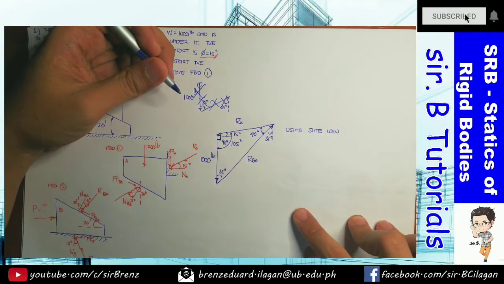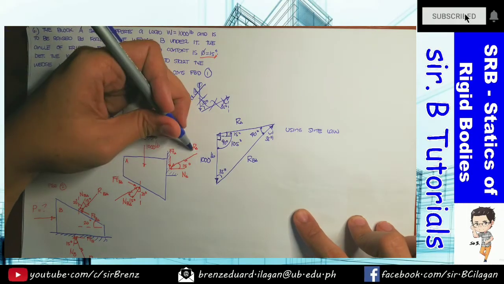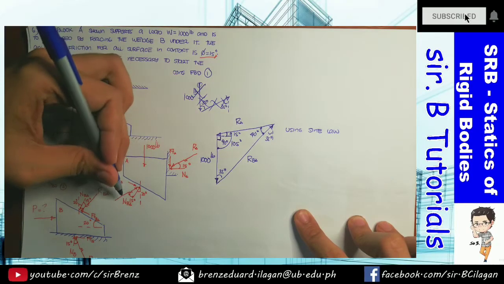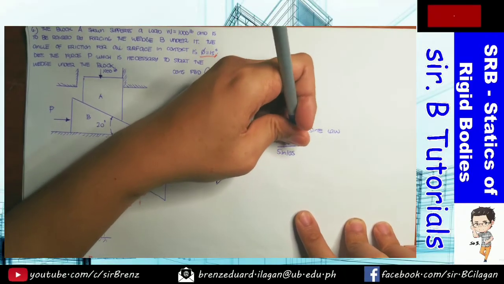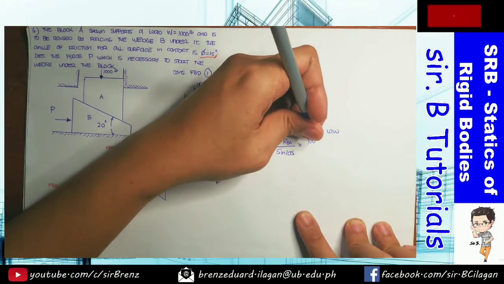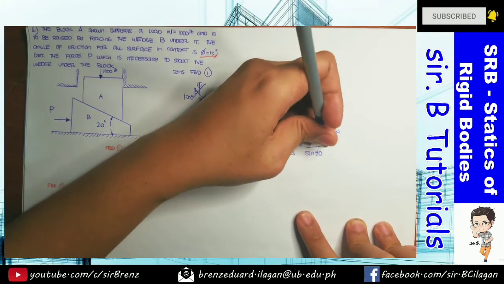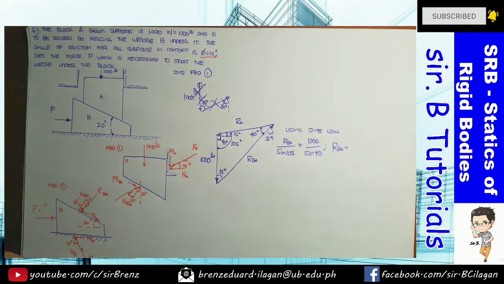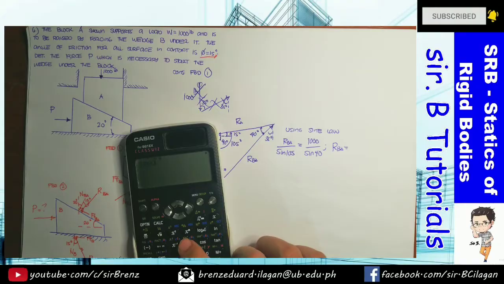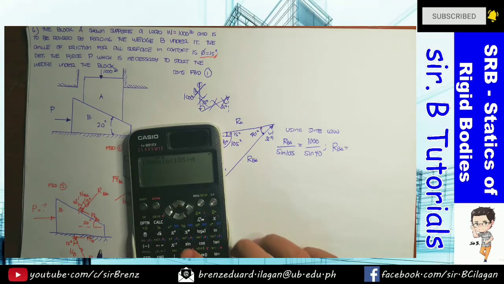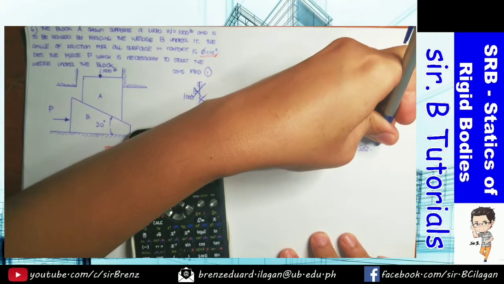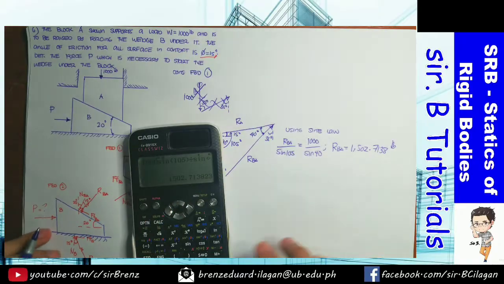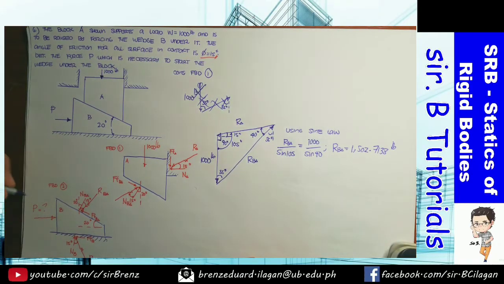So, we can solve for... I think wala namang kailangan kay RE, ano? So, let's just solve for RBA. So, RBA over sine of 105 is equals to 1,000 over sine 40. Therefore, the RBA is equals to 1,000 sine 105 divided by sine 40. So the RBA is equals to 1502.7138 pound.